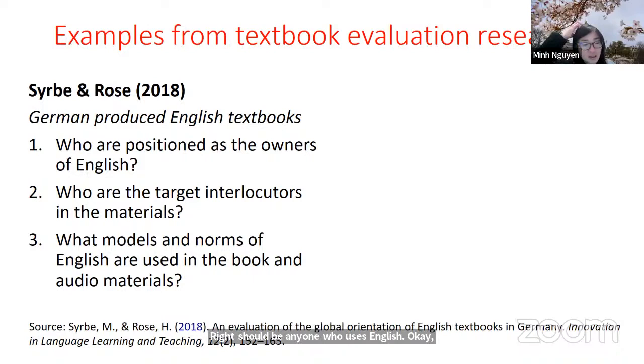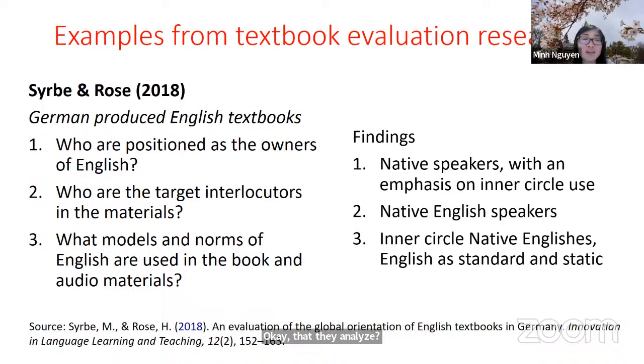Question number three, what models and norms of English are used in the books and the audio materials? And if we recall what we have discussed regarding world Englishes, English as a lingua franca, English as an international language, then the models and the norms should be world Englishes. And English should be described as diverse and flexible and fluid, okay? So what about the material that they analyzed? This is what they found.